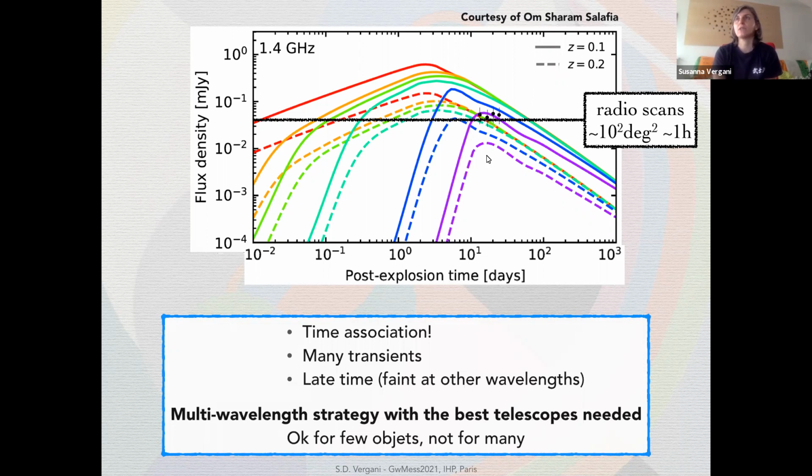In this case, I would need to observe the relativistic afterglow, for example in the optical and in X-rays, so as to be able to say, yes, this is my electromagnetic counterpart. I really need the best telescopes, the ones that are really, really sensitive. So the time on these telescopes is really rare to obtain. It can be done for a few objects, but not if I have many such transients to be observed in order to identify which is my electromagnetic counterpart.